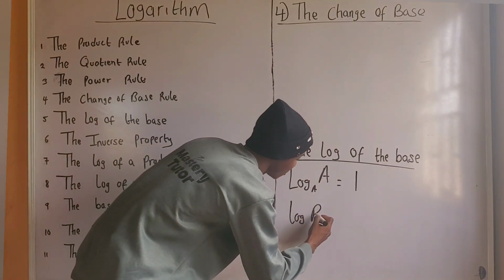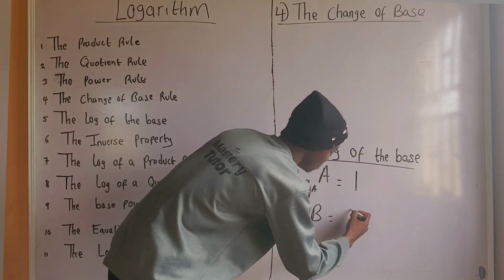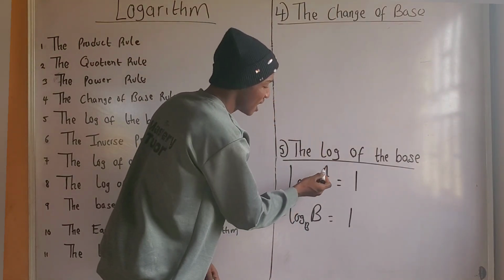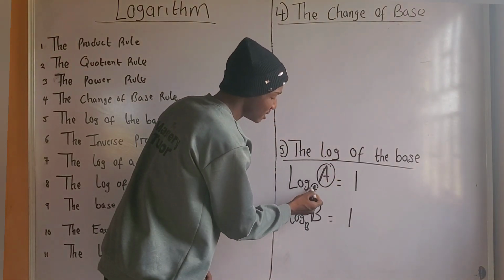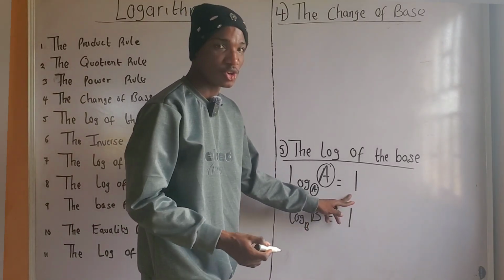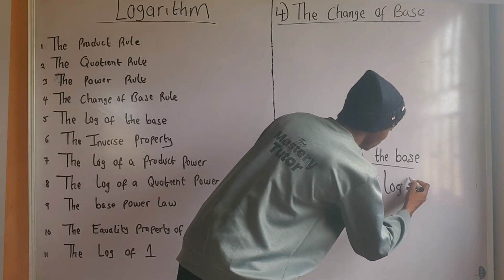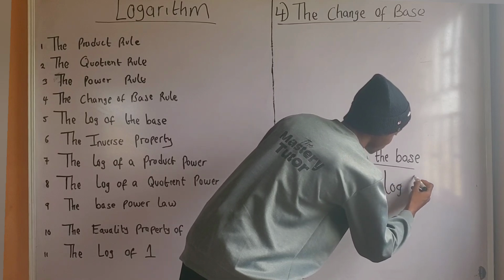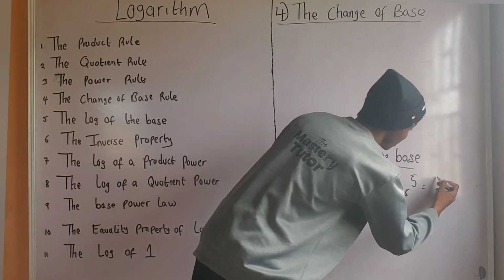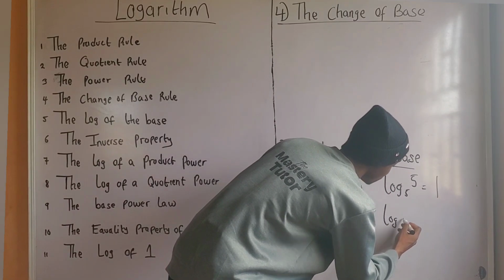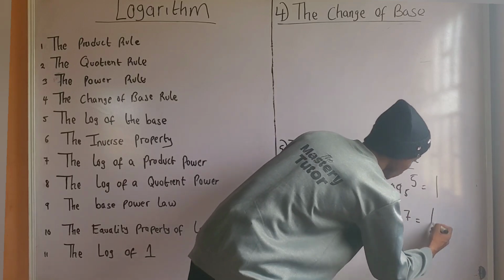Log b base b, the answer will be 1. Anytime what you have here is the same as the base, the result will be 1. Do you understand? Okay, now let's say you now have log 5 base 5, the answer will be 1. Log 7 base 7, the answer will be 1.